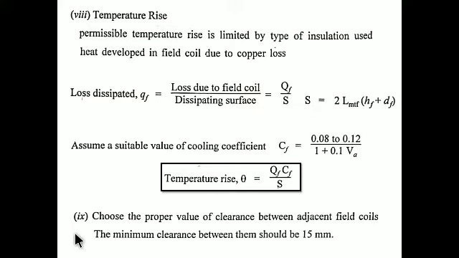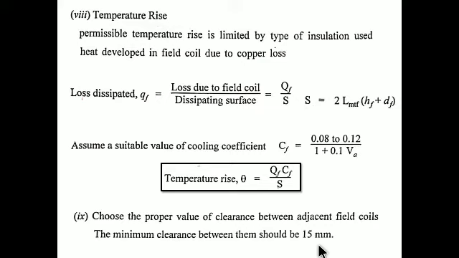Then the last step, 9.1, is assigning a proper value of clearance between the adjacent field coils. The minimum clearance that should be applied is 15 mm. So generally we can consider 15 mm as the clearance for adjacent coils. By using this, we can properly design a field coil. That's all, people, for the complete design steps of the field coil.